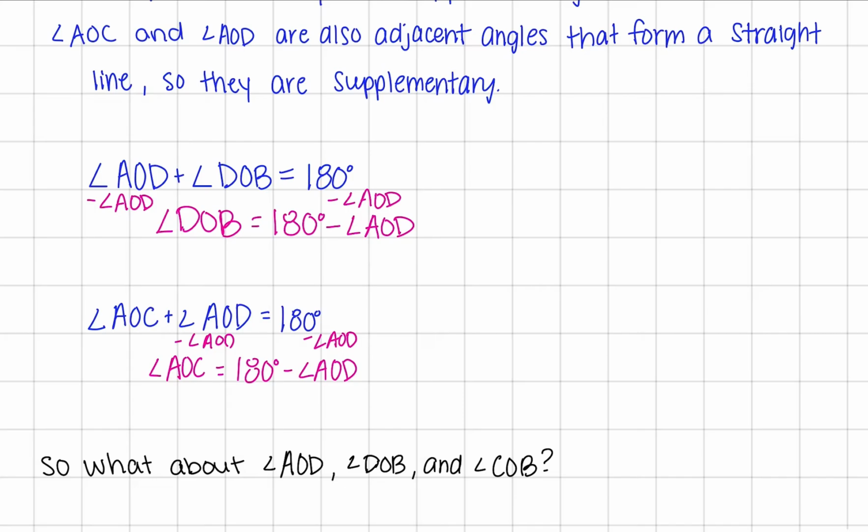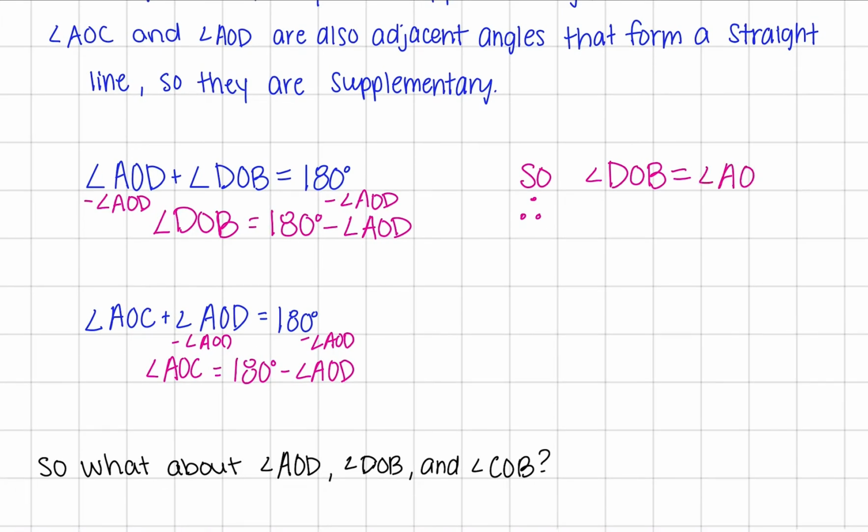So the measure of DOB is 180 minus the angle AOD. The measure of AOC is 180 minus AOD. They're the same. So, or we can say, therefore, that's the math sign for therefore, the DOB equals AOC because they equal the same thing, okay?